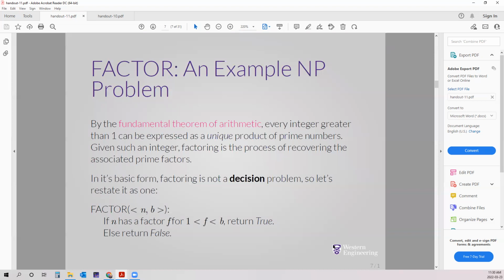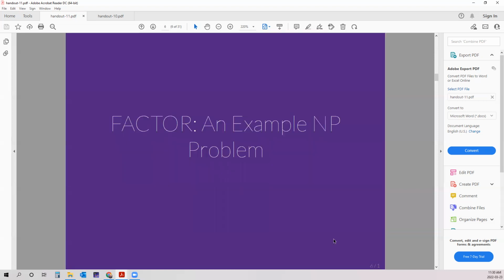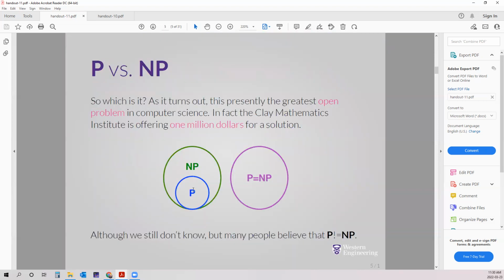Now we're back to NP alone. So I cannot say that P is a subset of NP or P equal NP. Don't know the answer yet.